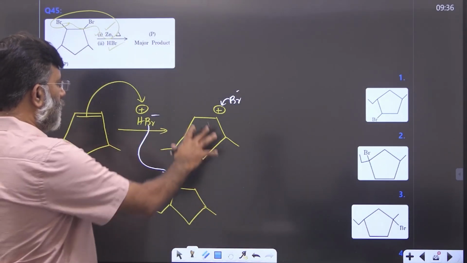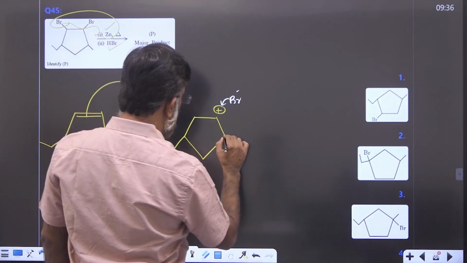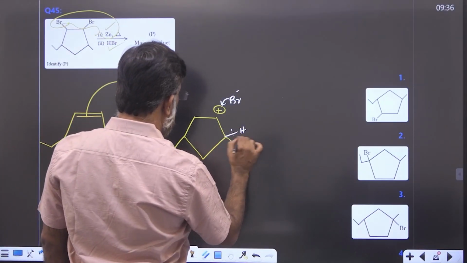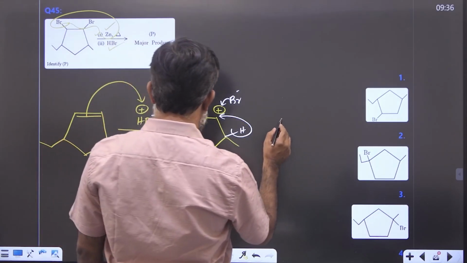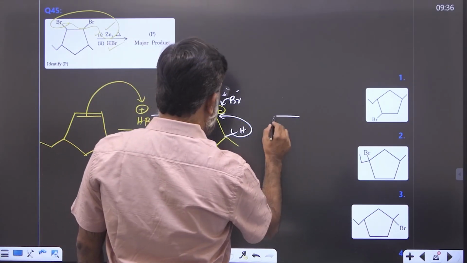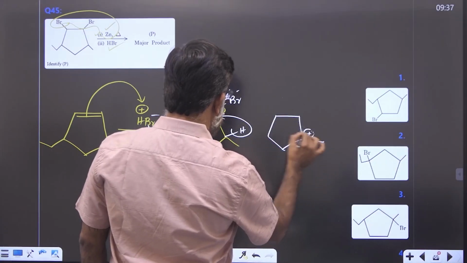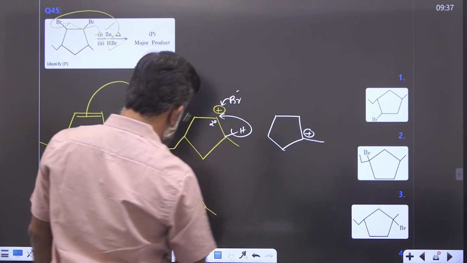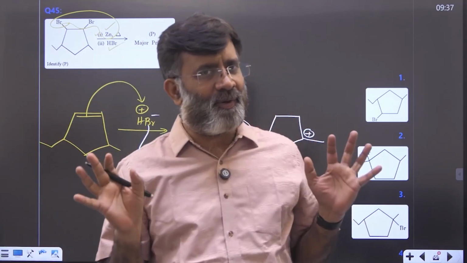Now, this carbocation can undergo a rearrangement. The hydrogen migrates over here, and you get a rearranged carbocation like this. This is a secondary carbocation. This again is a secondary carbocation. That's why I said that is not going to be the major product.